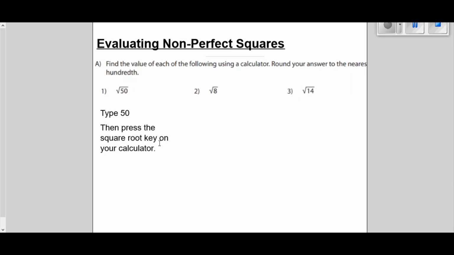Evaluating non-perfect squares. So what we'll want to do is just use our calculator to do this, and we want to round to the nearest hundredth. In other words, remember, hundredth means 2 decimal places.